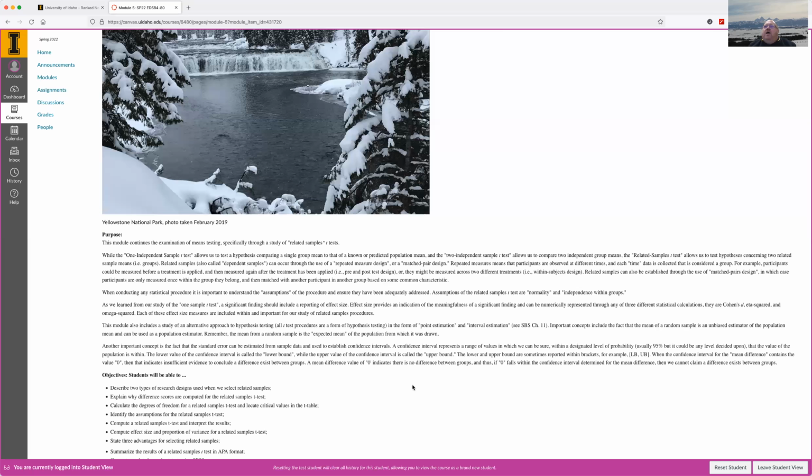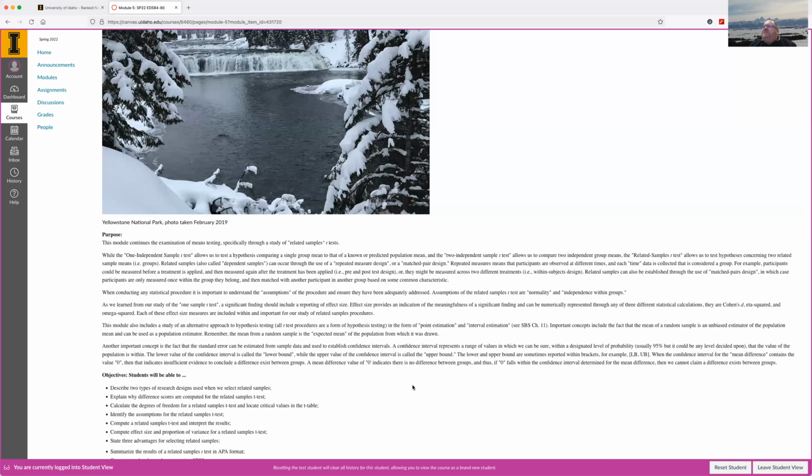to establish confidence intervals. A confidence interval represents a range of values in which we can be sure within a designated level of probability, usually 95%, but it could be any level decided upon, that the value of the population is within. The lower value of the confidence interval is called the lower bound, while the upper value of the confidence interval is called the upper bound. The lower and upper bound are sometimes reported within brackets. For example, as you can see here in Canvas, LB for lower bound, UB for upper bound in the brackets.